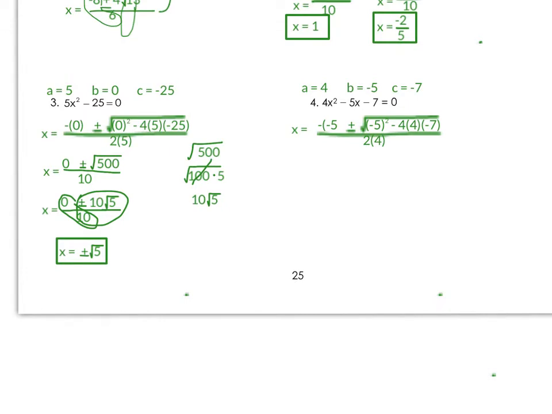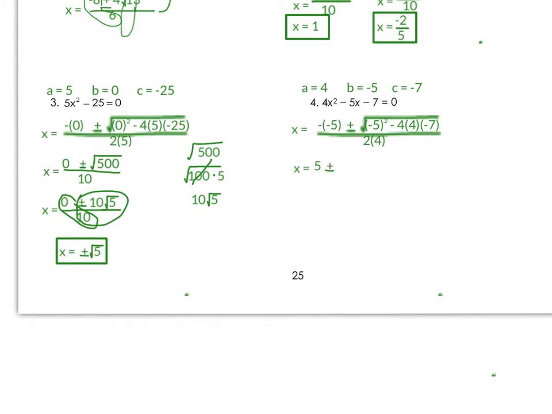So when I sub all those things in, I end up with this negative and then negative 5 in parentheses, plus minus, square root, and then we have all of this underneath it, and then the 2 times 4. Now the next step is to simplify negative negative 5. That just becomes a positive 5. Then we have the plus minus.